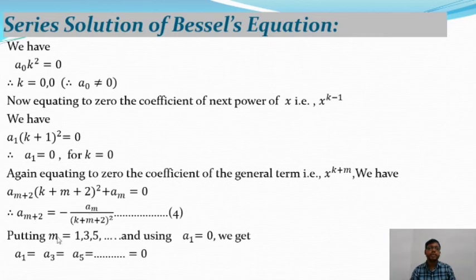So now we put m is equal to 1, 3, 5. Now we put m is equal to 1. Then from the above relation we will get a3 is equal to 0, since you know that a1 is equal to 0. Okay. And similarly, when we put m is equal to 3, then we will get a5, and a5 is again 0. a7 is 0, a9 is 0. So when m is an odd integer, that means odd positive integer, then a1, a3, a5, a7 are all 0.